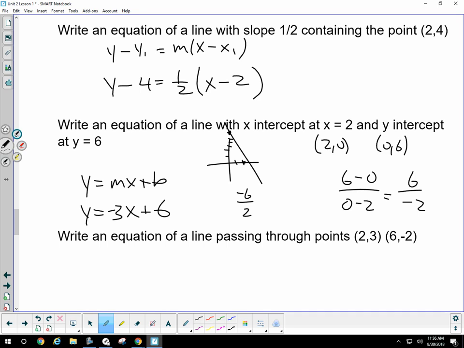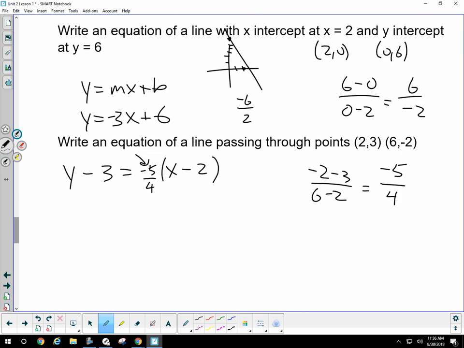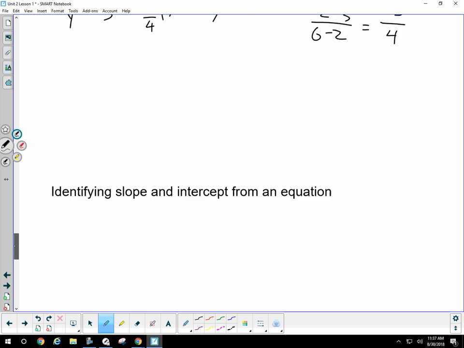Write an equation of a line passing through the points 2, 3, and 6, negative 2. Well, we want to use point-slope. It doesn't matter which point you use. Say you want to use 2, 3. The only problem is I need m. Use the slope formula to find m. Boom. That's an equation of a line. You do not have to solve for y unless you are asked to place things into slope-intercept form. However, solving for y does help us find information about a graph very, very quickly and easily.